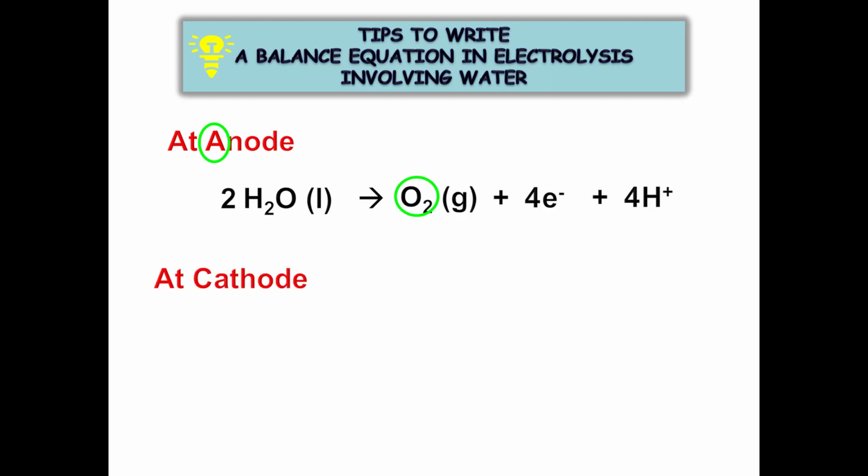At the cathode, water will produce hydrogen gas. Since a reduction reaction accepts electrons, we write the electrons on the left side. The negative charge of the electrons will balance with the negative charge ion produced from the water, which is the hydroxide ion. Finally, balance the equation.